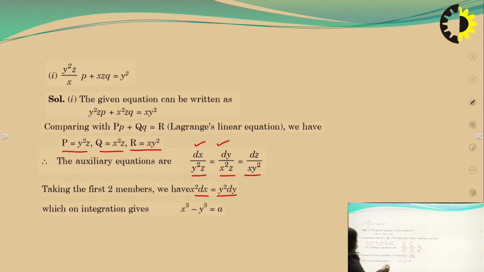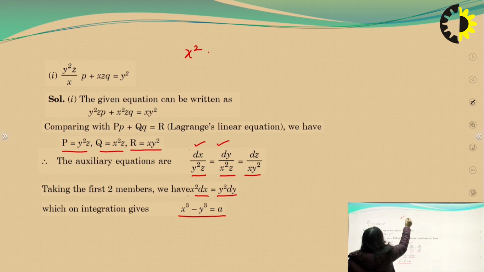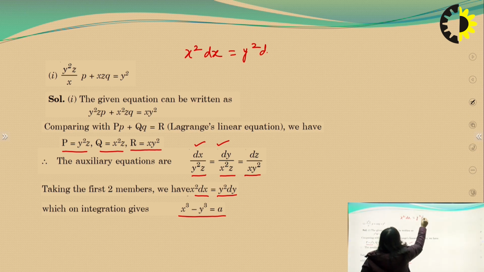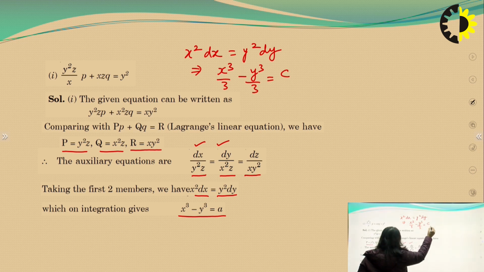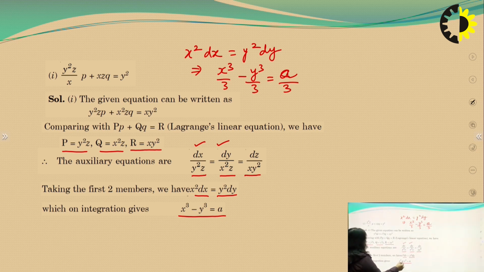So on integration, I get x cube minus y cube is equal to some constant, because when I integrate x square dx equal to y square dy, I'll get x cube upon 3 minus y cube upon 3 equal to constant upon 3, just as in the previous case, and obviously I'll get x cube minus y cube equal to a as the solution. This is my first solution.